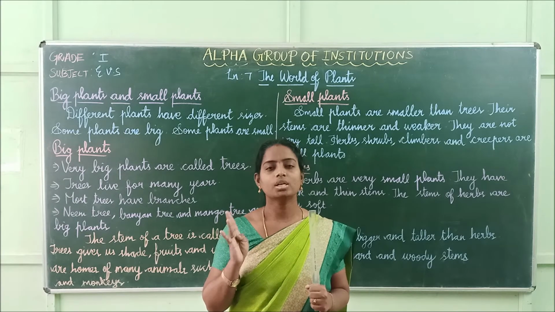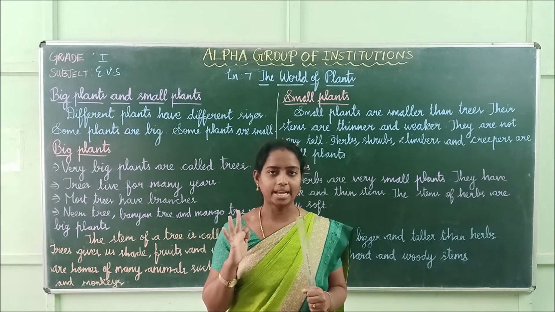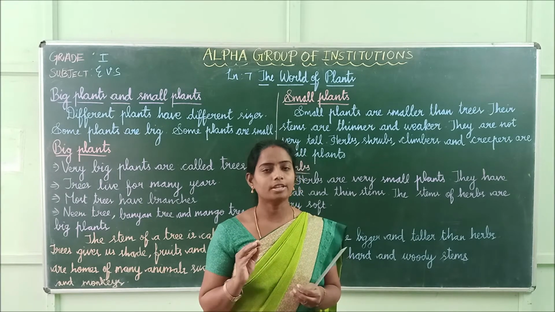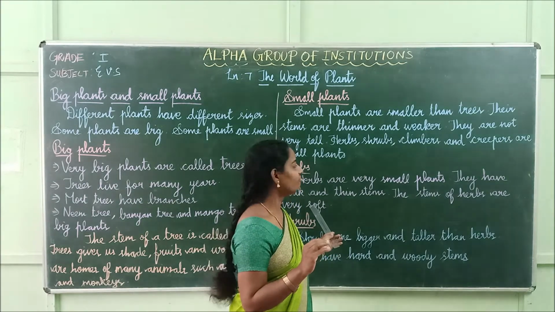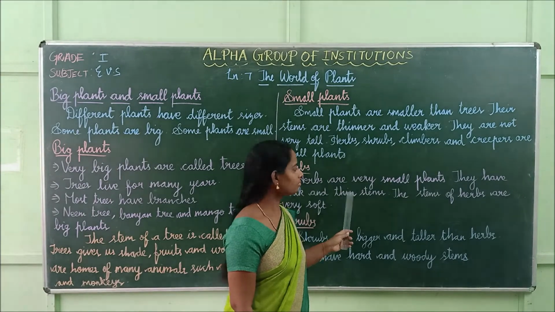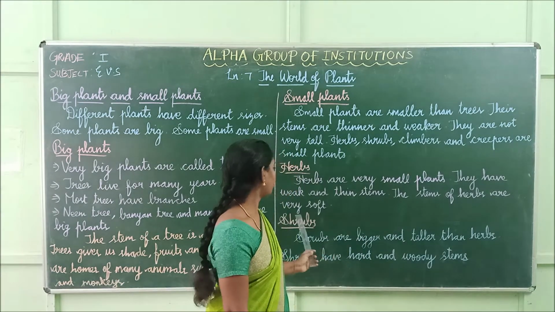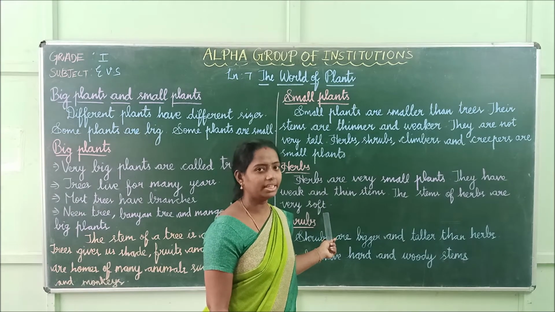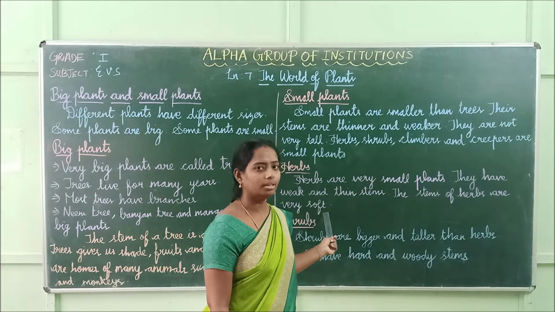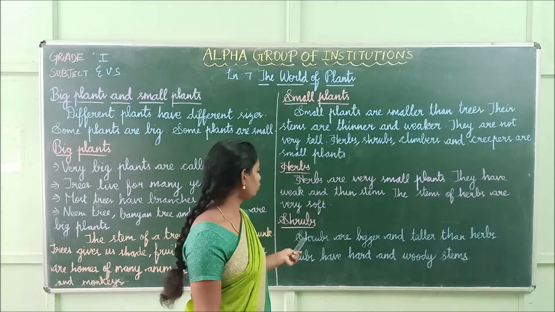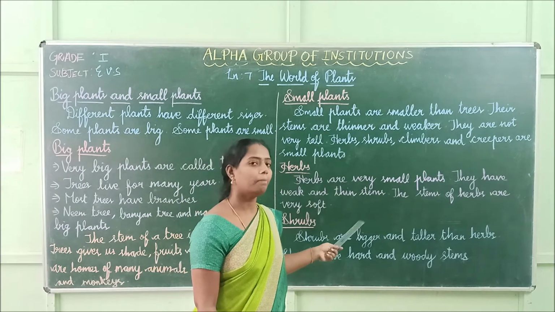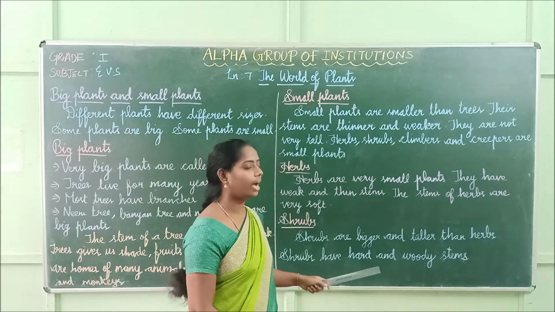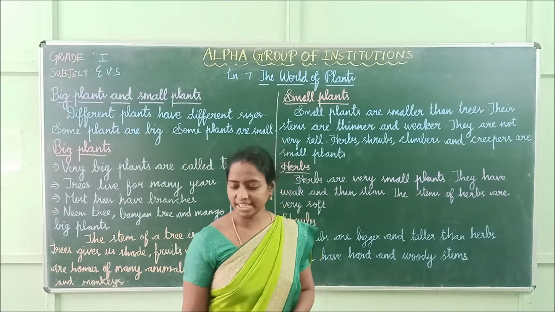If we move to the small plants, we have classified small plants into four types: herbs, shrubs, climbers and creepers. Herbs are very small in size, and their stems are weak, thin and very soft. I showed you tulsi, mint and coriander, isn't it? If we move to the shrubs, they are bigger and taller than herbs. Shrubs have hard and woody stems.